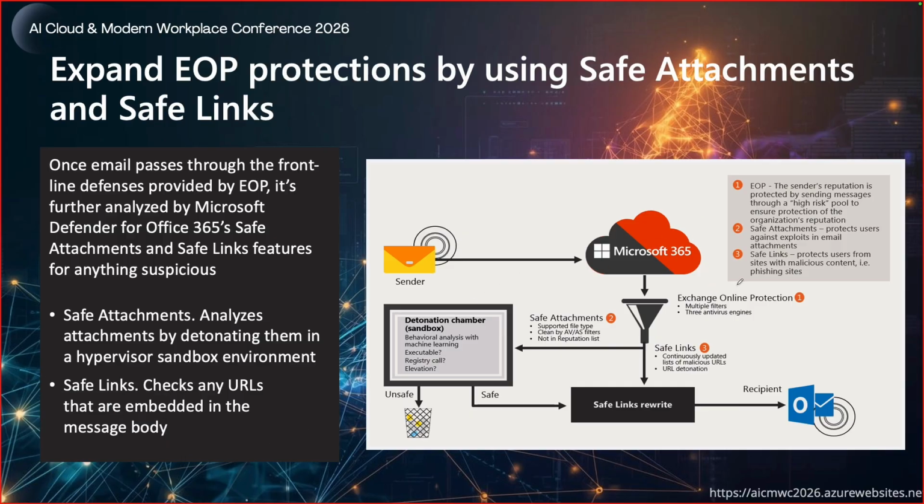So this is what everybody gets: Exchange Online Protection, multiple filters, three antivirus engines. As soon as you receive an email message and it passes through this Exchange Online Protection defense, it is analyzed by Microsoft Defender for Office 365 safe attachments and safe links policies. Okay, what is really the safe attachments technology here?